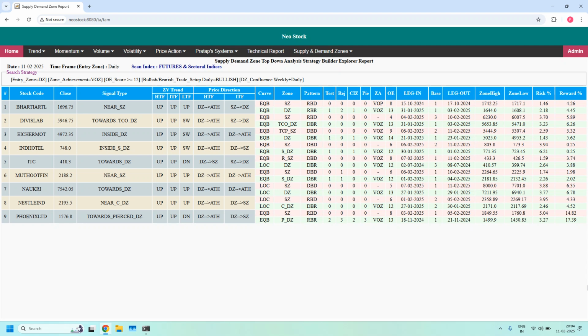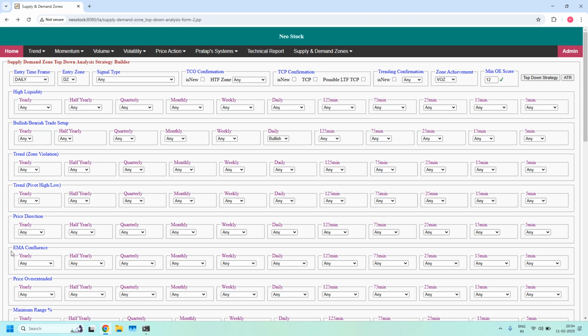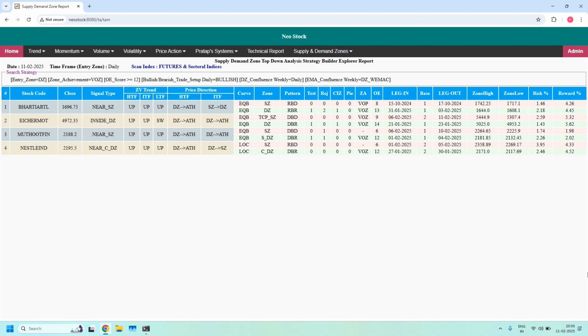In these 9 stocks, these daily demand zones are overlapped with weekly demand zones, and the weekly trend is up. If a weekly demand zone is having weekly EMA confluence, then those filtered zones are even more high probability trade setup supported zones. So let me filter with weekly EMA confluence. At weekly time frame, weekly demand zone having weekly EMA. Anyway, weekly trend is up for bullish trade setup. So 4 stocks are filtered.